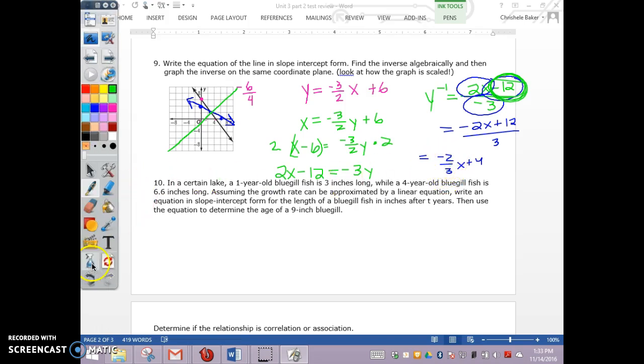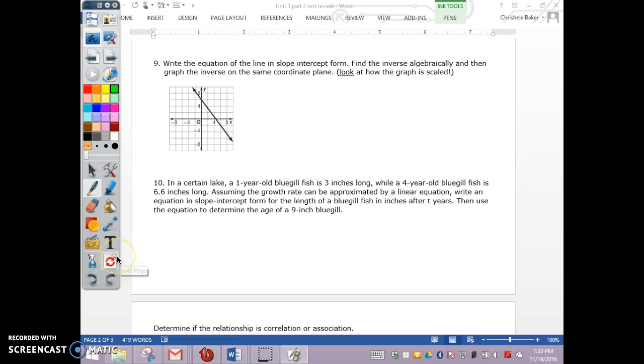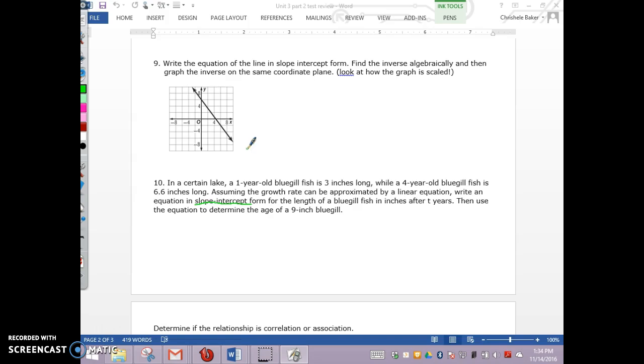Okay, in a certain lake, a 1-year-old bluegill fish is 3 inches long. A 4-year-old bluegill fish is 6.6 inches long. Assuming the growth rate can be approximated by a linear equation, write an equation in slope-intercept form for the length of a bluegill fish in inches after t years. Use the equation to determine the age. So age, length, age, length. The length depends on the age.